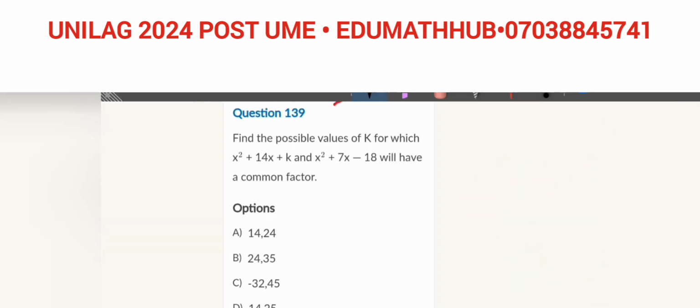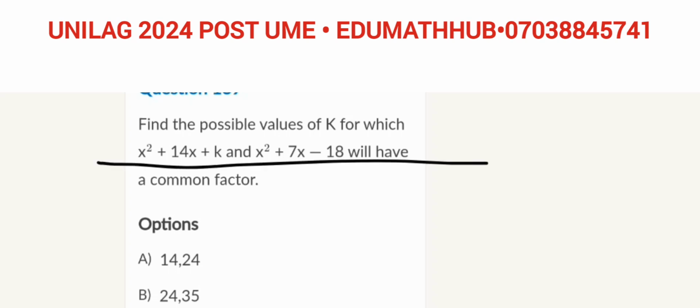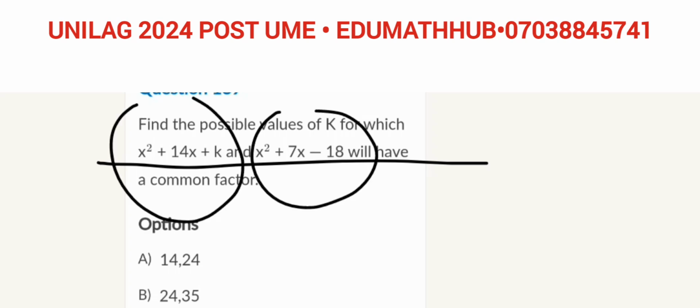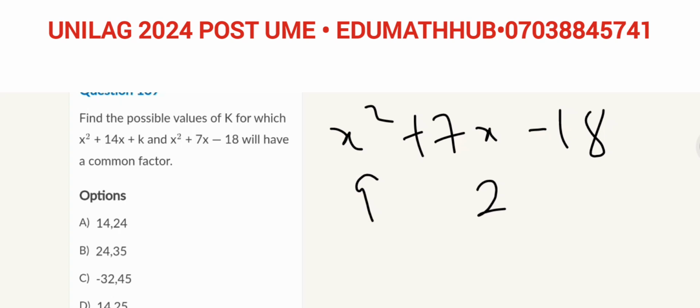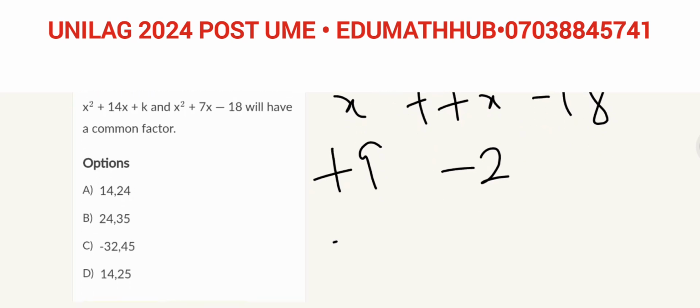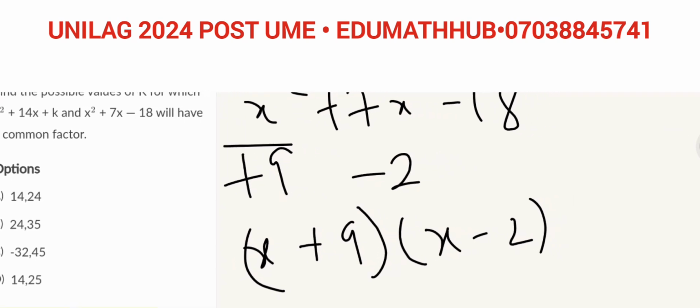For this next question, we have to find the possible values of k for which this expression and this one have a common factor. You can see that this one is already complete, but this one is not complete. You have to find the value of k. So let's easily factorize the second one. You have x squared plus 7x minus 18. You need just two factors that can give you 18, which are 9 and 2, and if you subtract them, you get 7. But this 18 is negative and this 7 is positive, so you need to make this 9 plus and this one minus. If you arrange it very well, you're going to get x plus 9, x minus 2. This is the factorization for this expression.